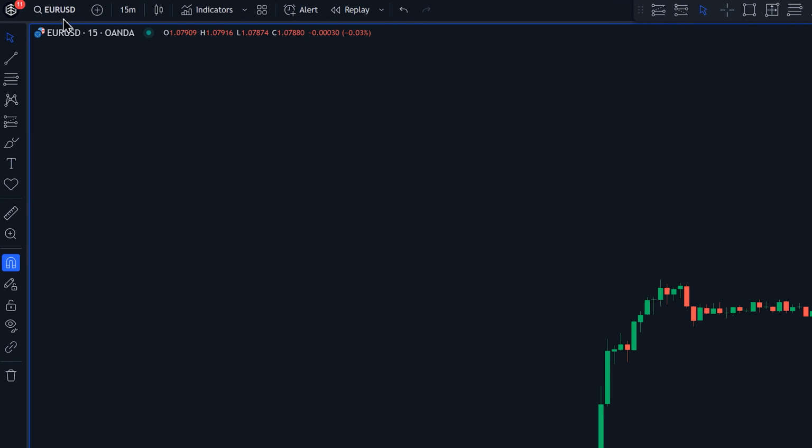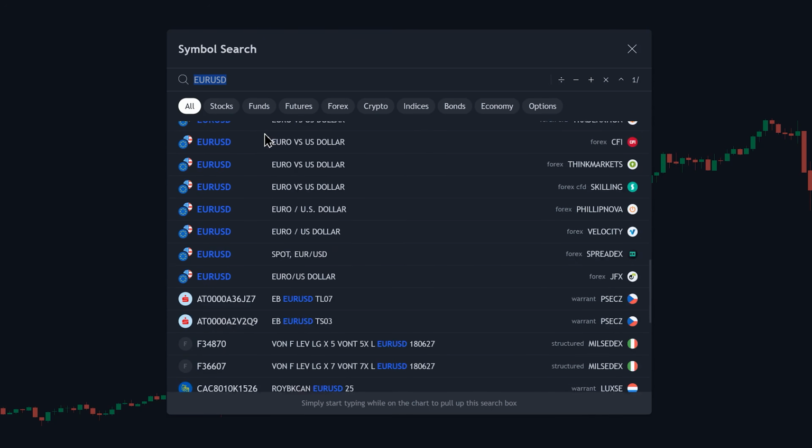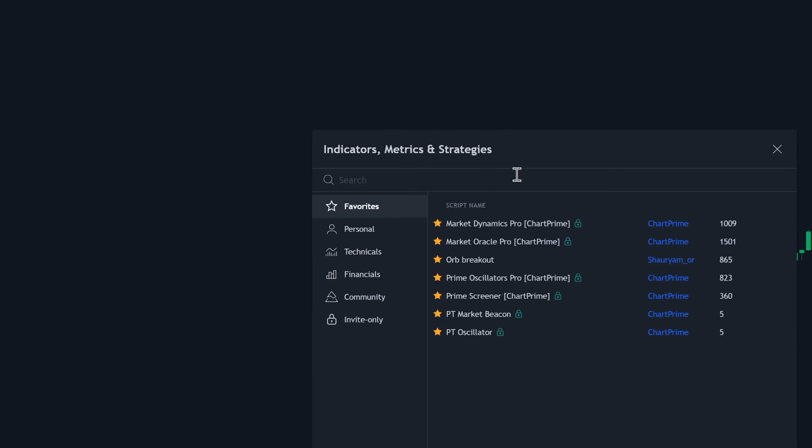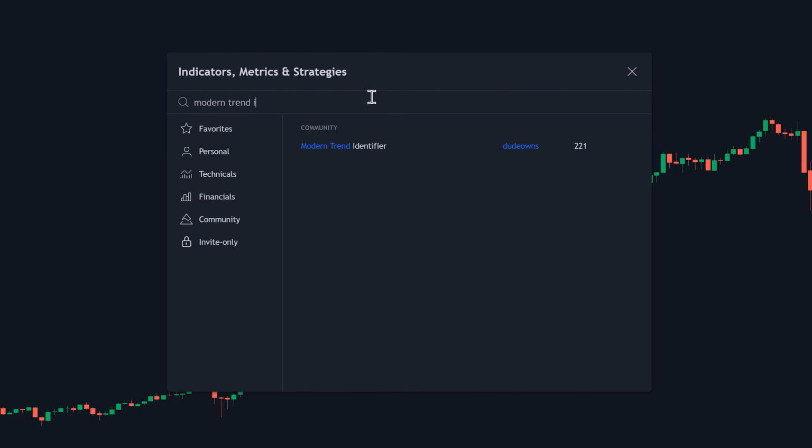Next, you want to load any trading security that you like in any time frame, and then open the indicator search tab. And then here, you're going to type in Modern Trend Identifier. And it's going to be this one created by Dude Owns.